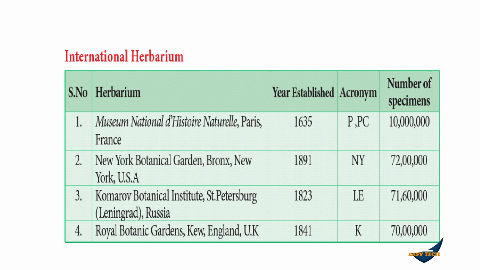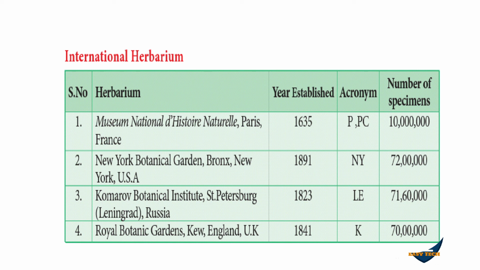So, international herbaria. We will see it line by line, that is one by one. Serial number, herbarium, year established, acronym, number of specimens. Museum National d'Histoire Naturelle, that is Paris, France. It was established in 1635, acronym P, number of specimens 10 crores.